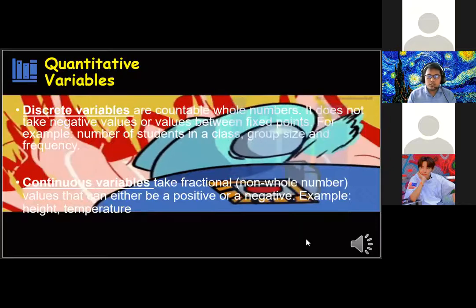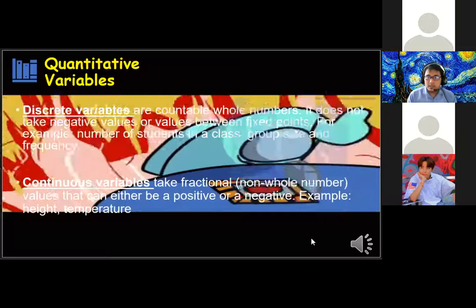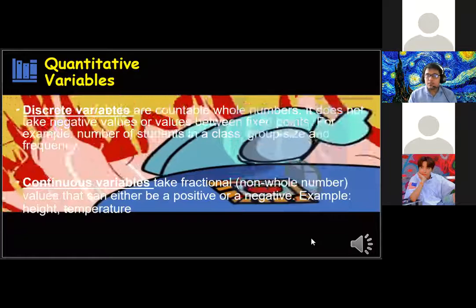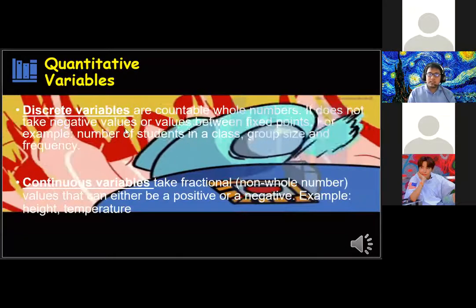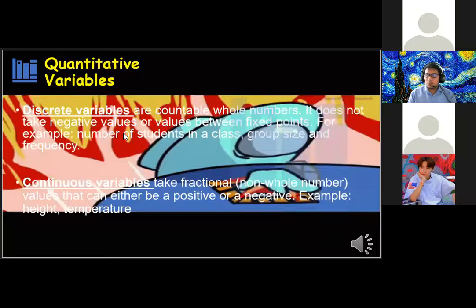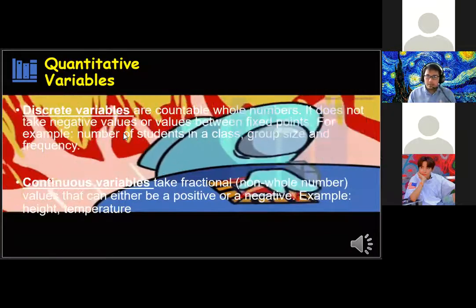Example naman ng continuous are height and temperature. Okay, kasi yung ating mga height and temperature, there are point something there, di ba? So hindi siya whole numbers, okay, not countable numbers, unlike a discrete variable. Okay, so continuous variables talks about numbers in between whole numbers. Okay, let's say for example, 4.5, 3.5.